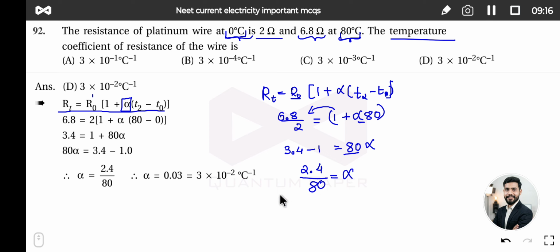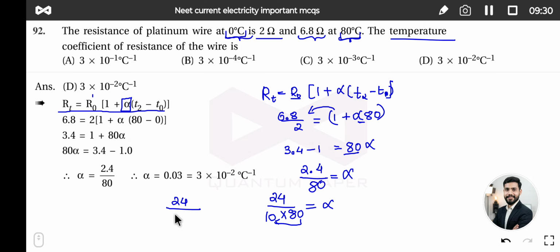Okay. So if you remove the decimal point, it becomes 24 by 10 into 80 is equal to alpha. If we write this 0 here, we can write it like this: 24 upon 100 into 8. So 8 3s are 24, so 3 is the number, and 100 means 10 raised to 2. If we take it to the numerator, it becomes 10 raised to minus 2. So the correct answer is 3 multiplied by 10 raised to minus 2, which is option number D. Look at the next question.